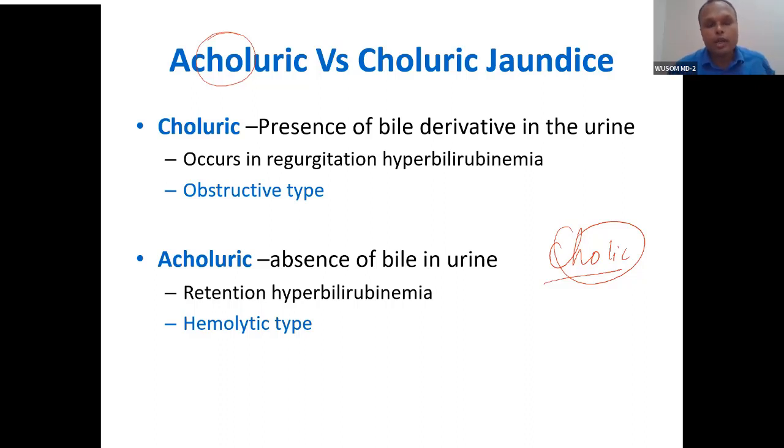So which condition will have bile in urine? Obstructive jaundice. Obstructive jaundice will have bile in urine. So this is called choluric jaundice.